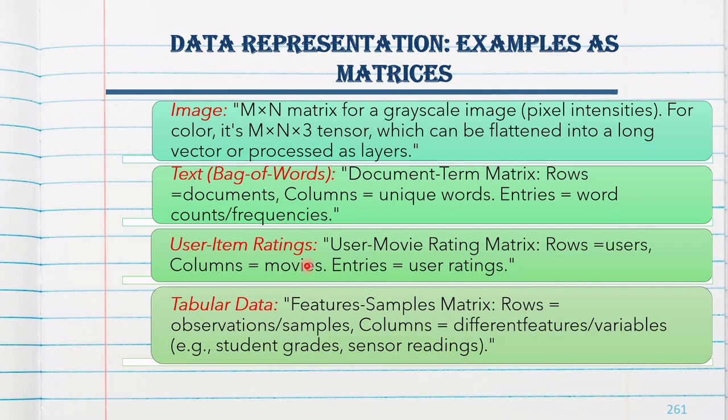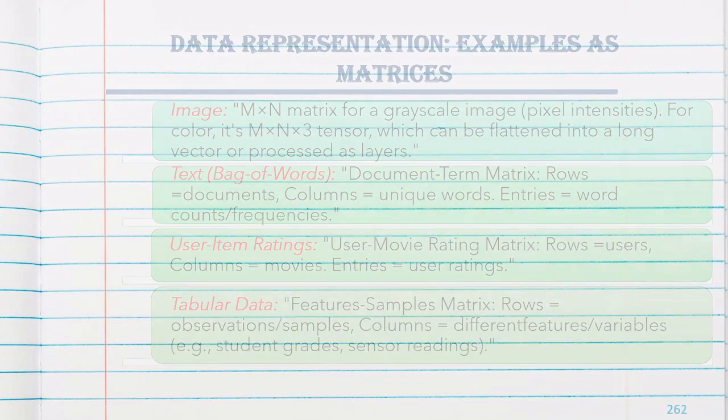Then another data representation is the user-item rating. So, the user-movie rating matrix. Rows represent users and columns represent movies. Entries are user ratings. These are some examples for matrices. Sometimes applications of matrices will be asked. Tabular data, that is the feature-sample matrix. Rows are the observations or samples. Columns are different features or variables, such as student grades or sensor readings.